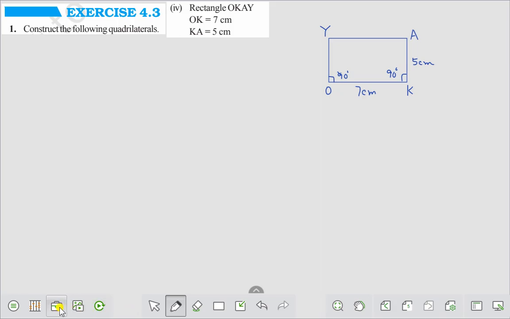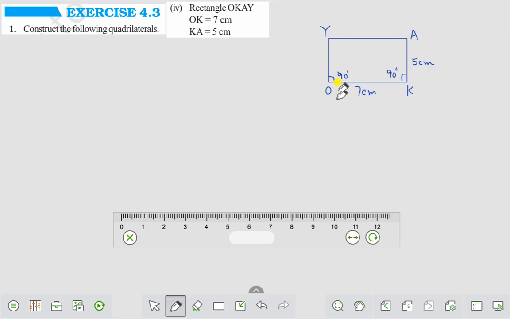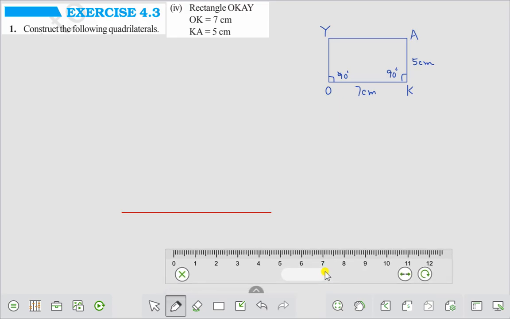Now we'll draw this quadrilateral, or rectangle, OKAY. For that, take a ruler, and with the help of this ruler, take a 7 centimeter line segment. This is 7 centimeter. Here, see, this is exactly 7 centimeter, and the name of this line is OK. This is O, and this is K.